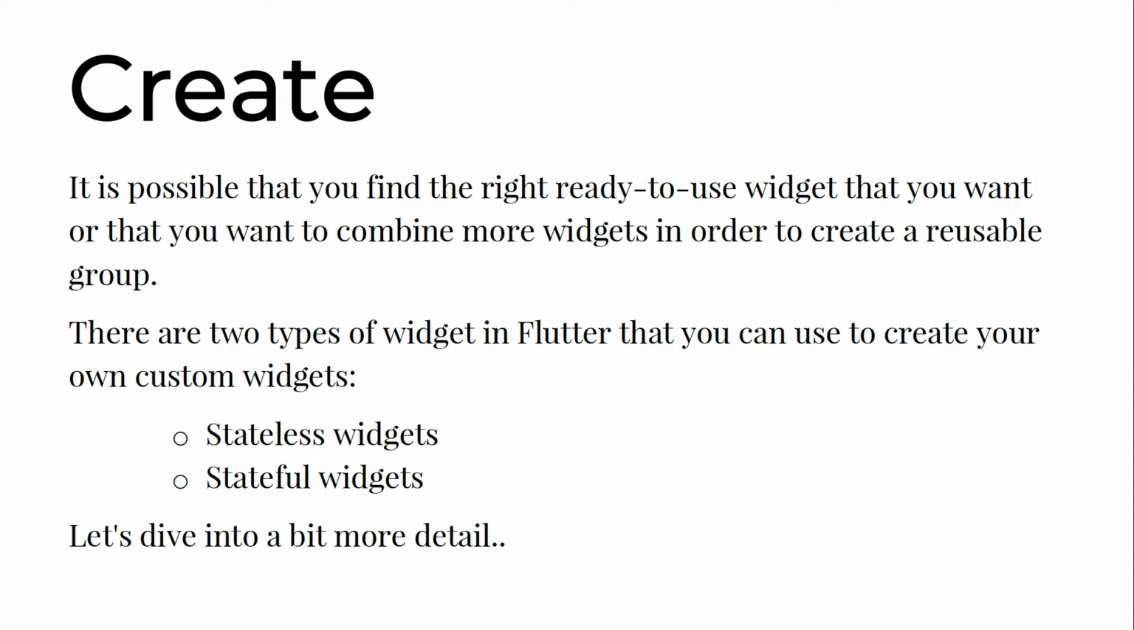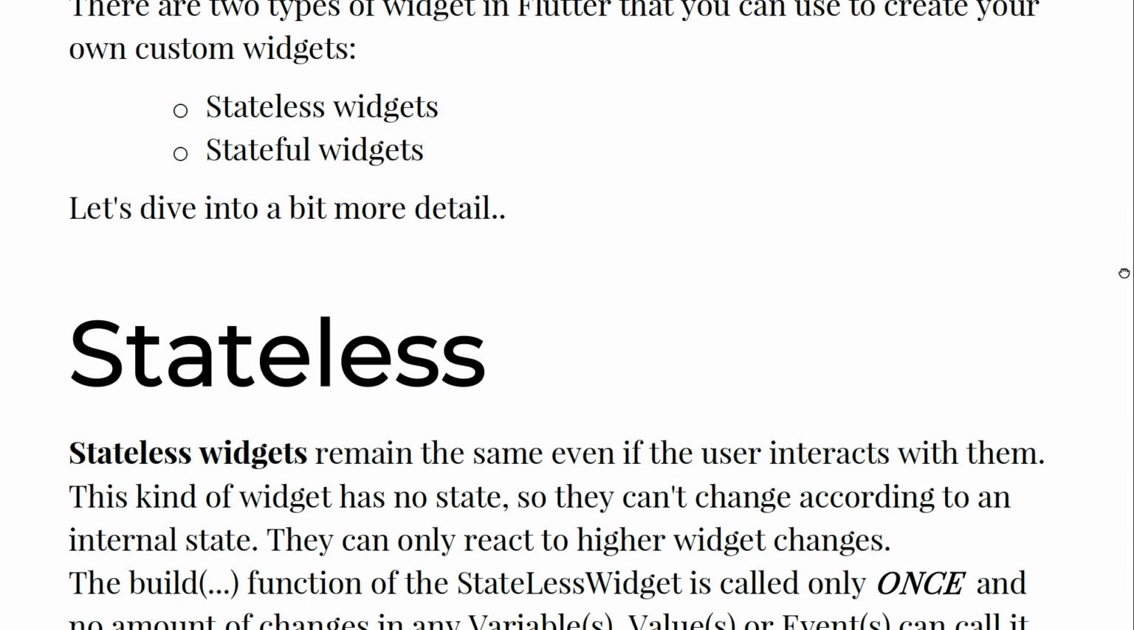We saw in the previous videos how to create a stateless widget that contains a build method that returns a widget, and have a material app with home and body structures. So this widget is stateless: it doesn't have data, it doesn't do actions. There are two types of widgets in Flutter that you can use to create your custom widgets: stateless widgets and stateful widgets. So let's dive into a bit more detail.